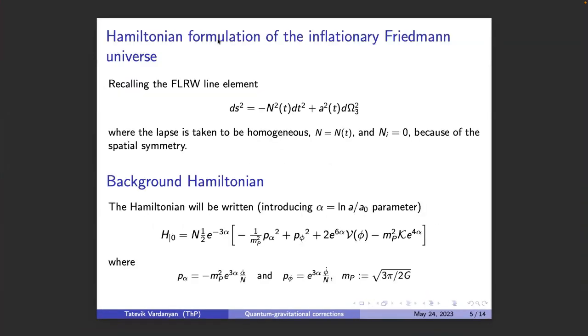Now, using this line element in the Einstein-Hilbert action plus the matter. For the matter, as you know, the inflaton is a scalar field, and particularly we are considering a quadratic potential here. So we will get the following background Hamiltonian, following the steps that I presented in the previous slide. P alpha is the momentum related to the scale factor, and we introduce this alpha parameter as follows. So we have the background: the geometric part plus the matter part here.